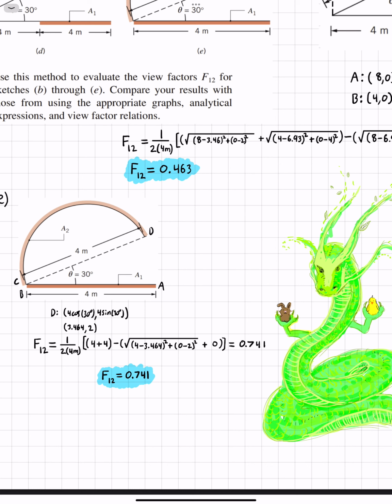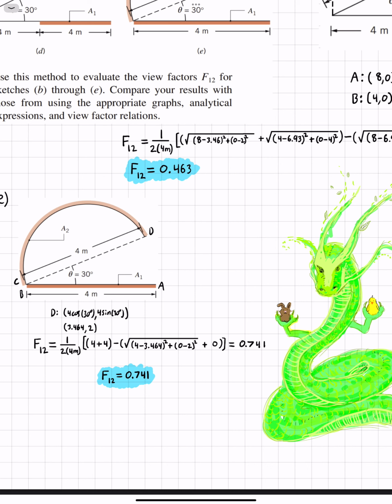And from this, you can then once again make your equation where the view factor is equal to 1 over 2 times the width of A1, which is 4 meters, multiplied by 4 plus 4, and then subtract out the square root of (4 minus 3.464) squared plus (0 minus 2) squared. And then this is added to 0 because B and C are overlapping, and this gets you a view factor of 0.741. So basically for this method, you can just define everything as a coordinate, and then from there you're just setting up this equation using the Pythagorean theorem between all of the points.